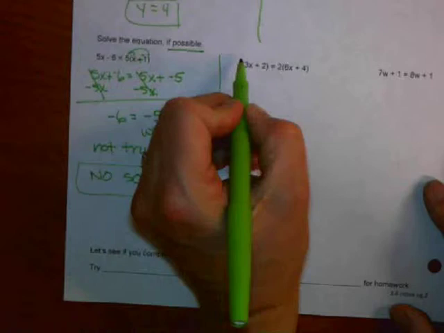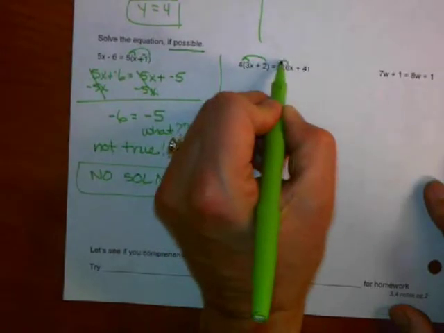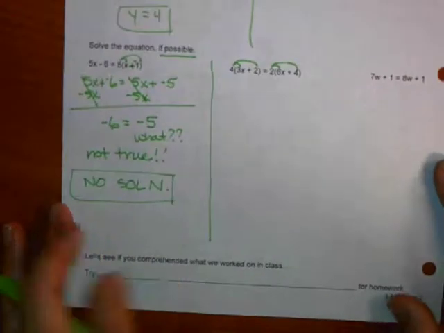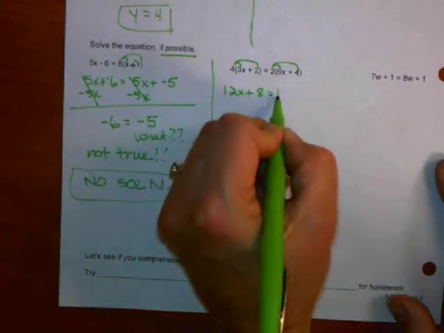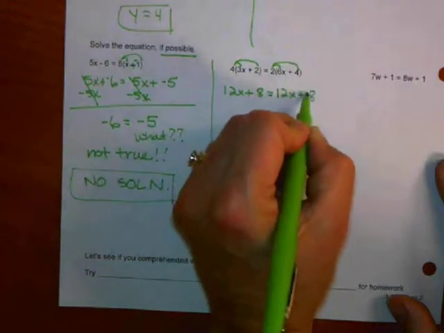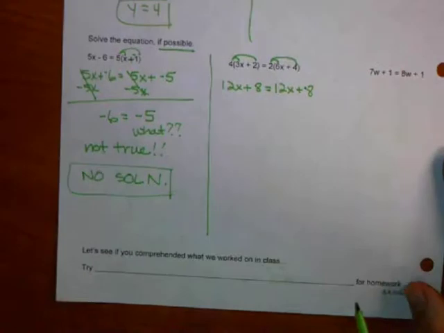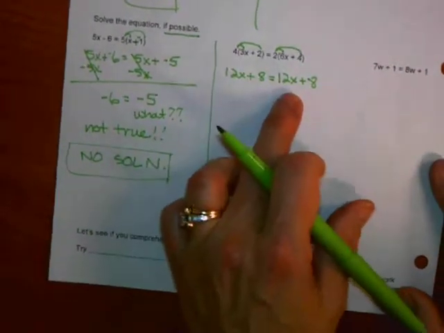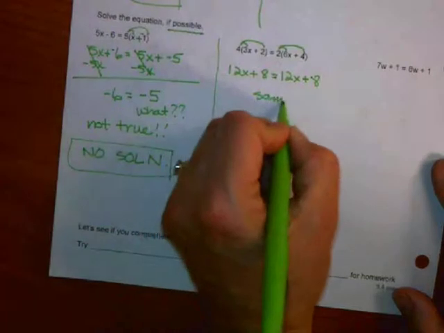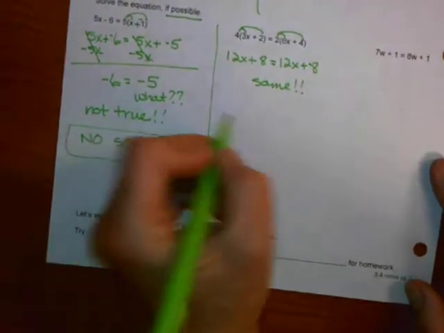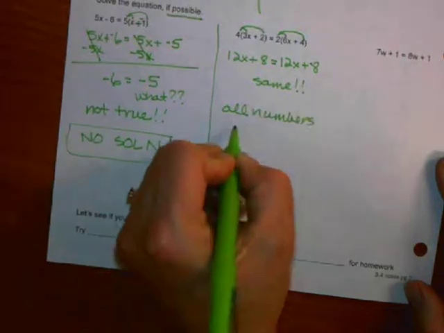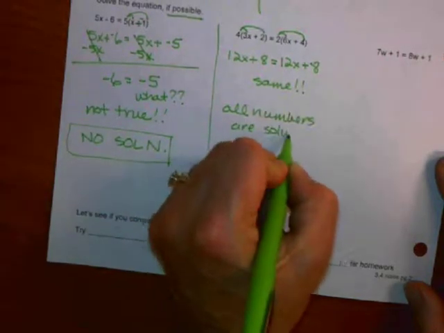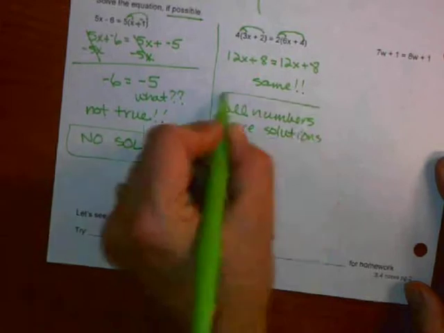Okay, let's do another one. If I distribute this 4 and the 2, you get 12x plus 8 equals 12x plus 8. Isn't that equal? Always true? This is true. So you would say, since they're the same, it is all numbers are solutions. That's a lot to write.